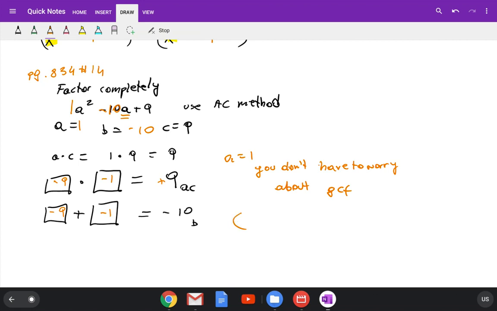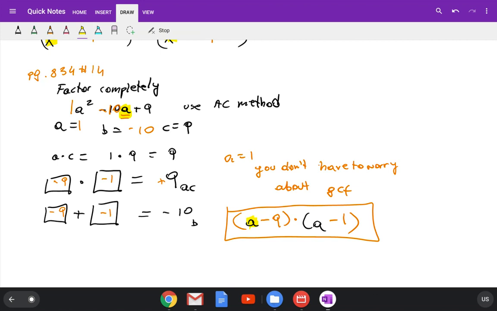Again, don't forget that your original problem has variable a. So what you're putting in each parenthesis is variable a. So we have a plus the first integer, which was -9, times a plus the second integer, which was -1. And that's it. That's our final answer. Okay. And we're putting a in each. What you have in the middle, that's the variable which you're going to have in each parenthesis.